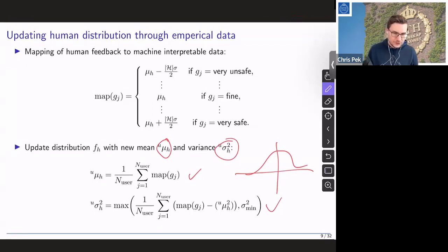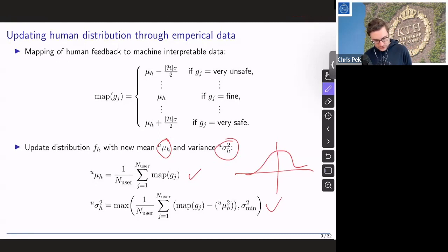We got a question. The question was, how do we determine the convergence of theta in human feedback shield synthesis? Very good question. In the next slide, we will talk about that. So first, in this slide, we just update the human distribution. And here you can also see the argument I gave you in the last slide, why we have two distributions.